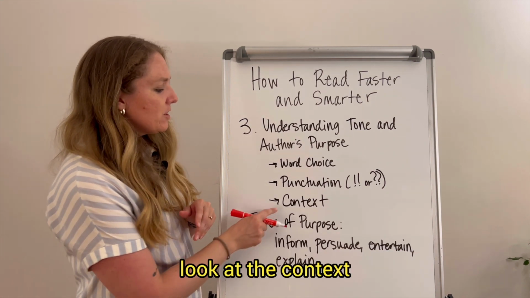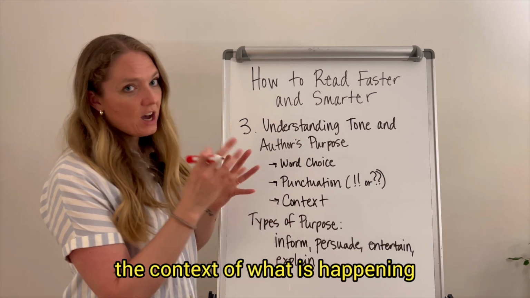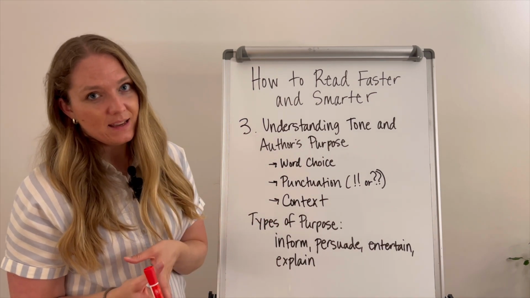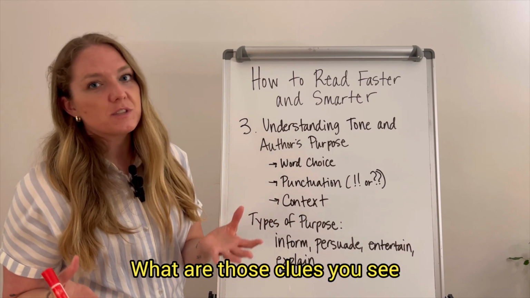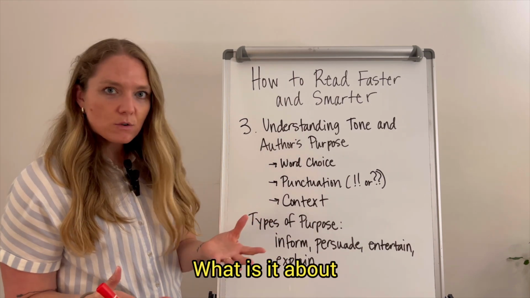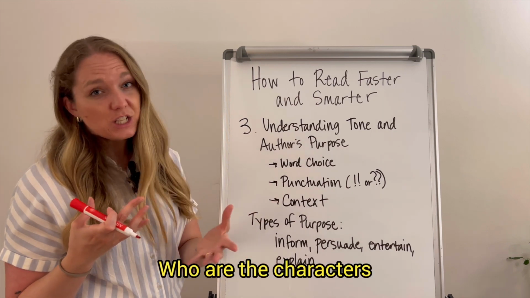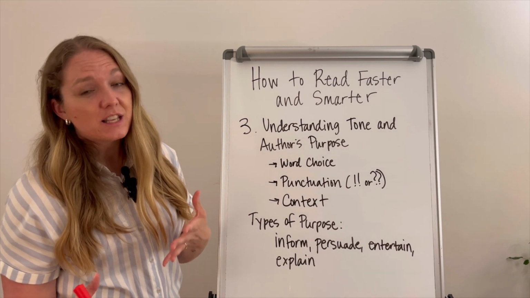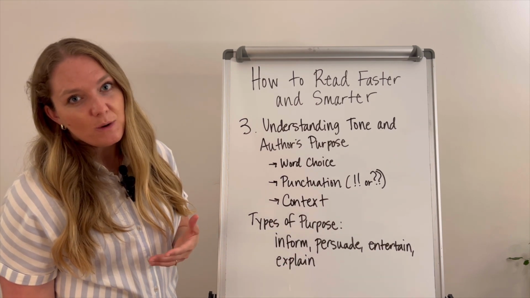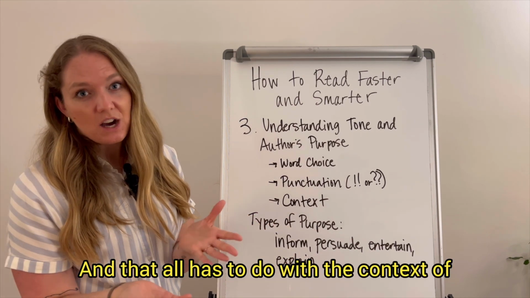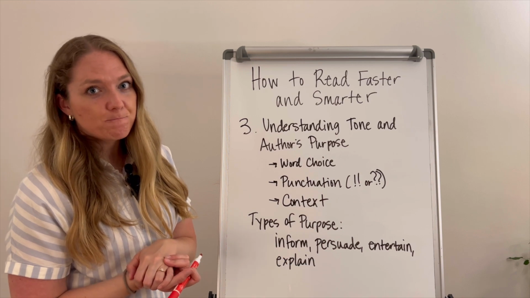And then finally, look at the context of what is happening. When you read it, what is the context? What are those clues you see? What is it about? Who are the characters? What's happening to the characters? Is it informative? What information are they giving you? And that all has to do with the context of the piece of writing.